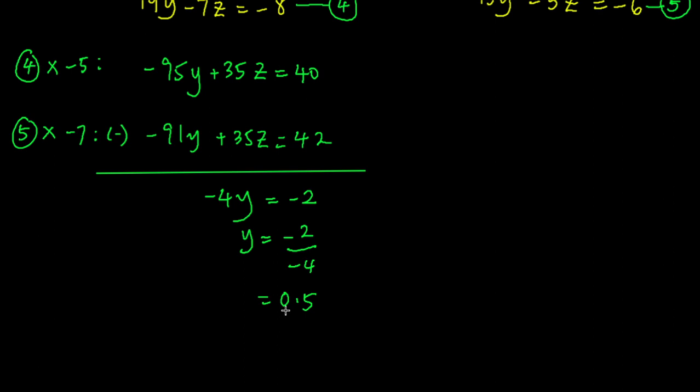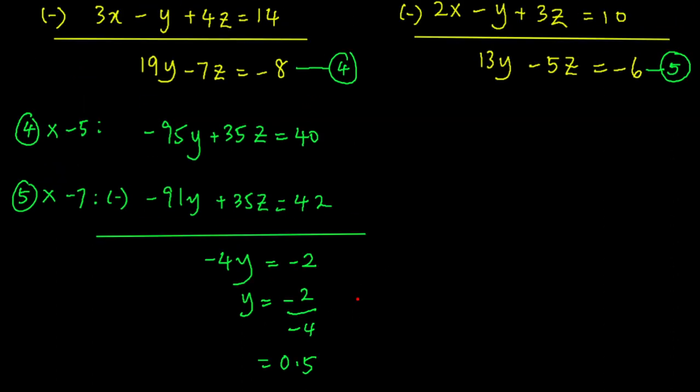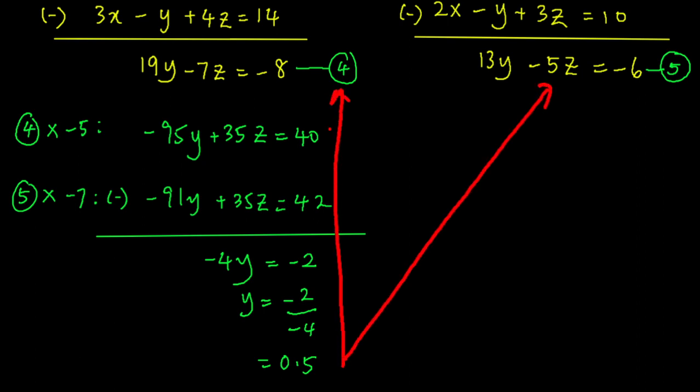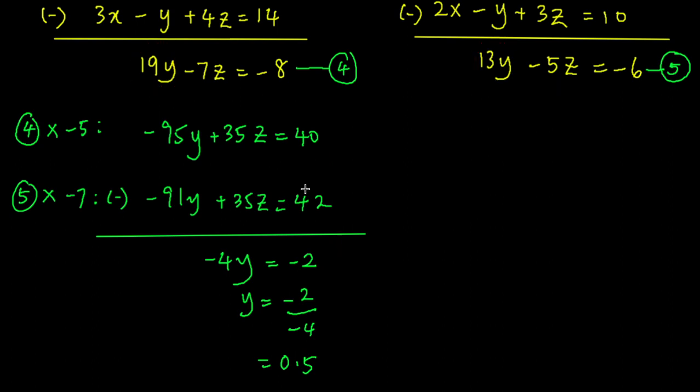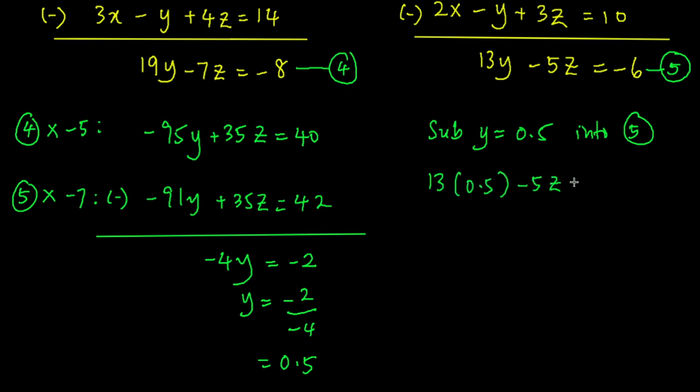Let's see. And here, once you got your y, we can substitute your y into equation number 5 or equation number 4. It's up to you, right? So in this case, I think I will substitute in number 5 here, because I see here 13, which is smaller than 19. Okay, so we substitute there. So sub y equals to 0.5 into equation number 5. So I substitute, yeah? Substitute here, 13y will give me 13 times 0.5 minus 5z equals to negative 6.